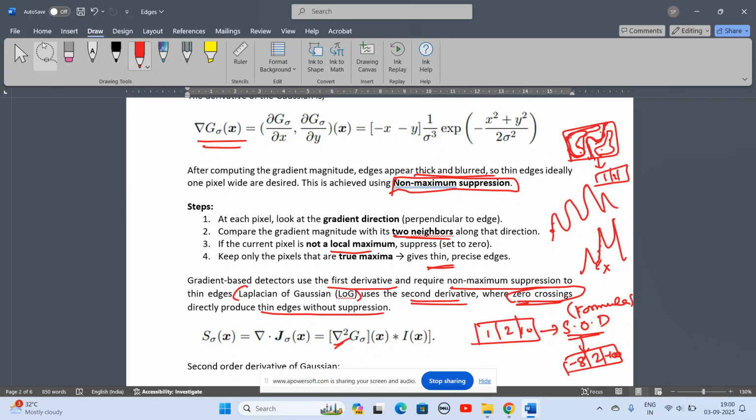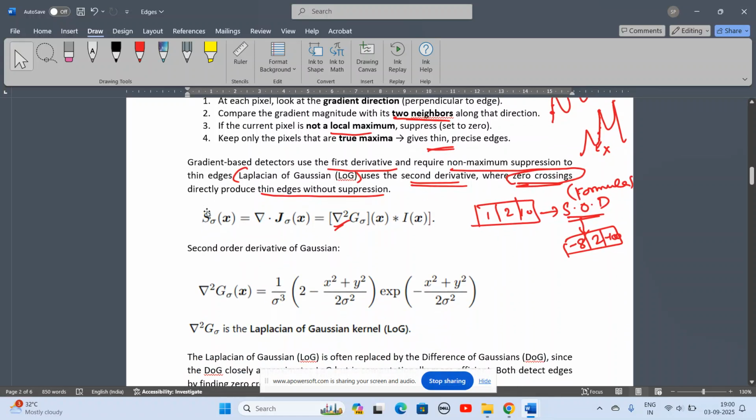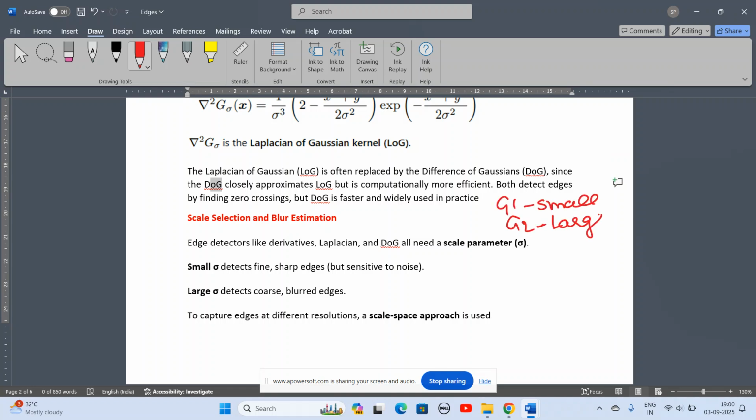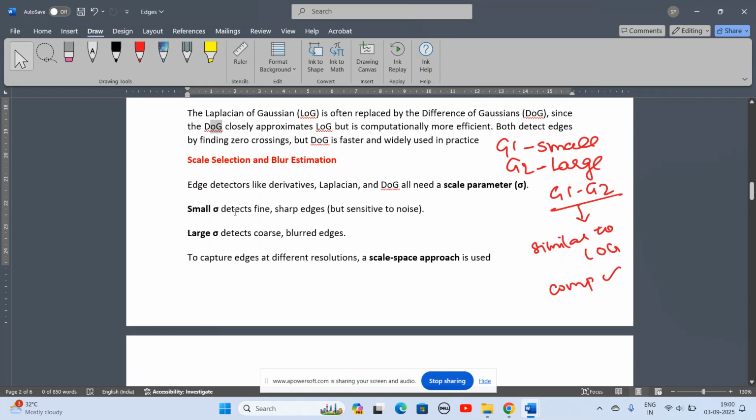So there is Laplacian of Gaussian. One drawback is that it is computationally expensive. So I am going to take difference of Gaussian, that is DOG. I'll take two Gaussian filters here. The first Gaussian would be of small size, and the second Gaussian would be of large size. I'll take the difference of both. This result would be much more similar to Laplacian of Gaussian, and it is computationally good when compared with LOG. So these are the types of derivatives we can use to detect the edges.